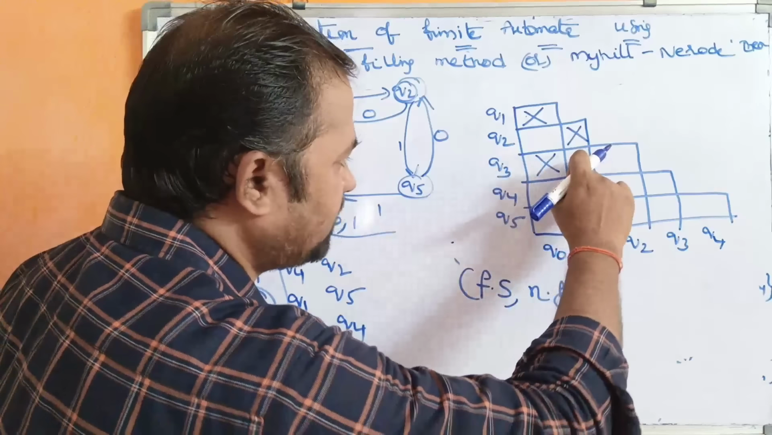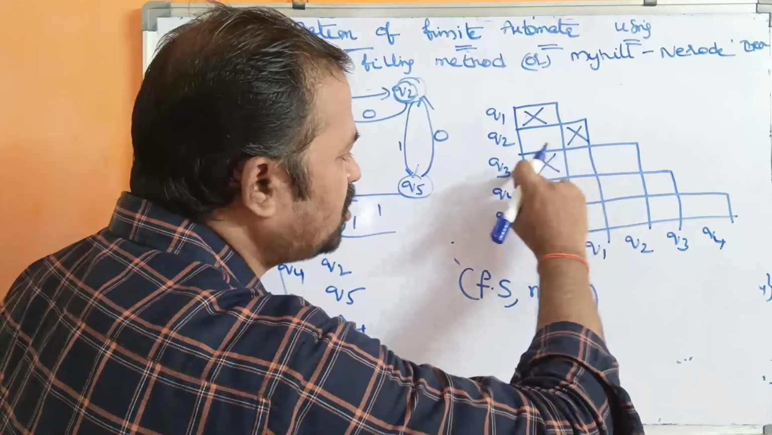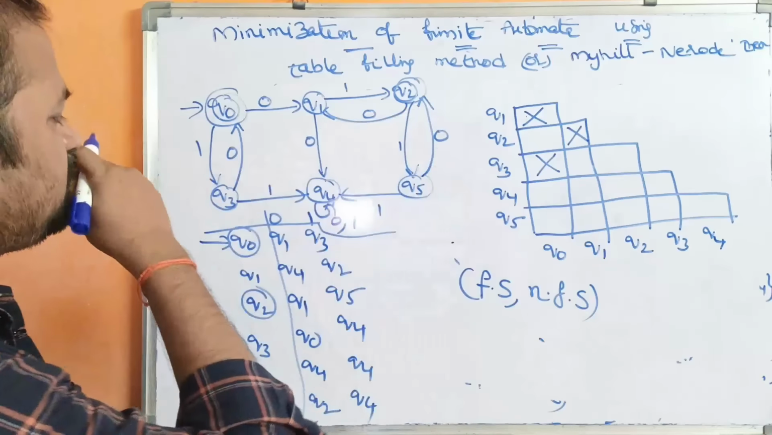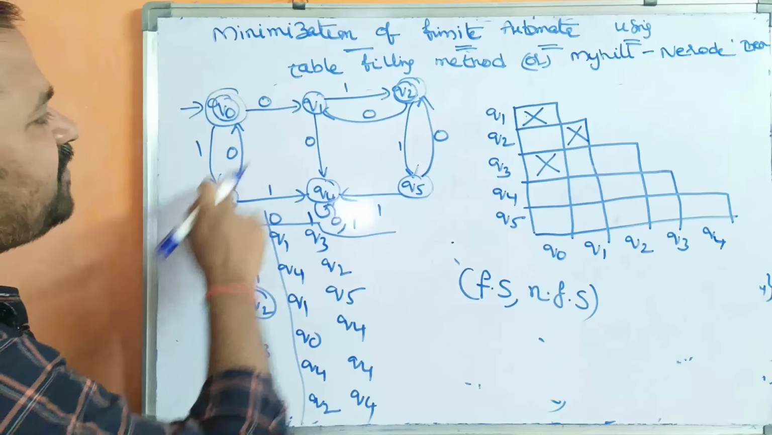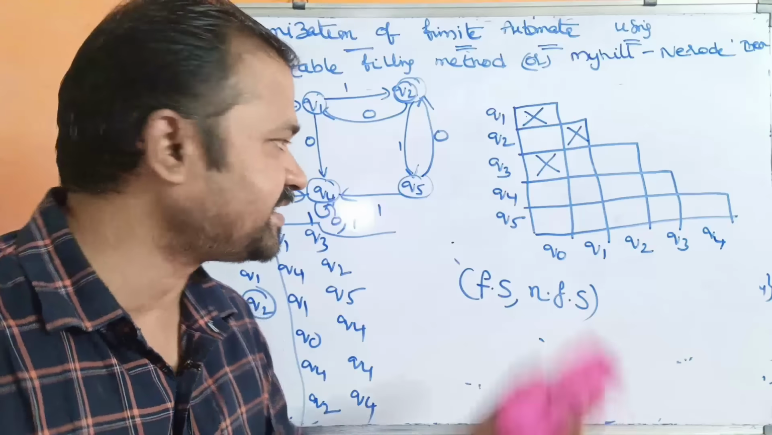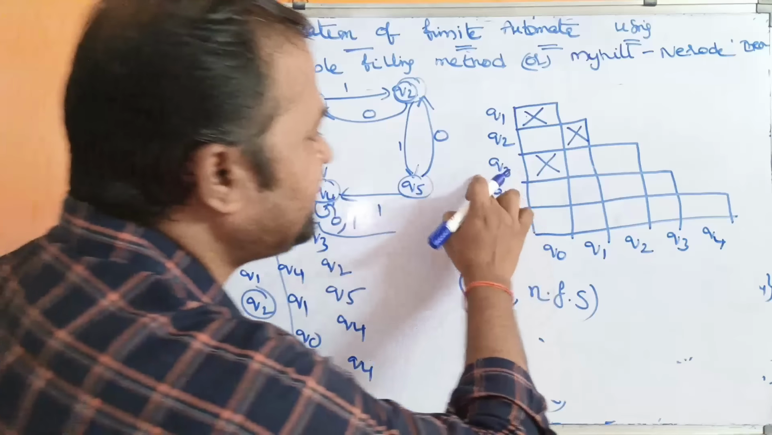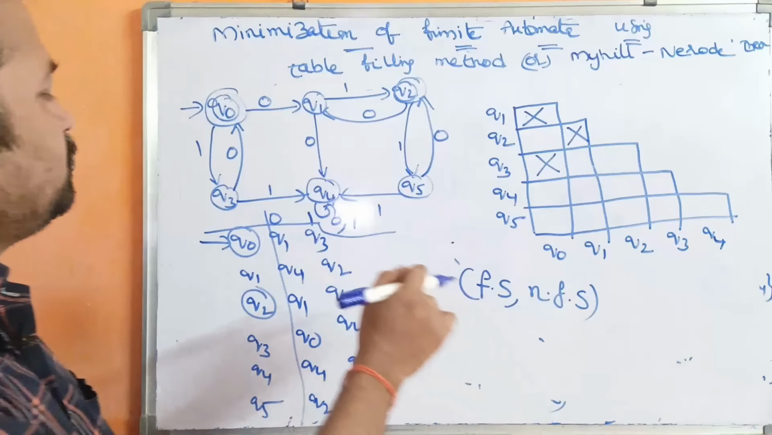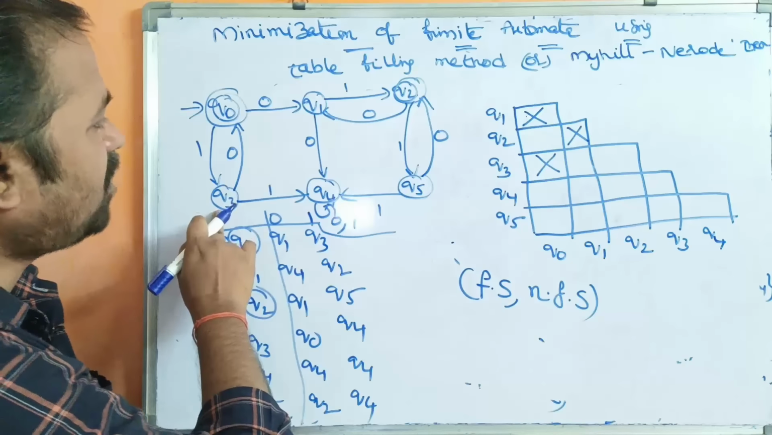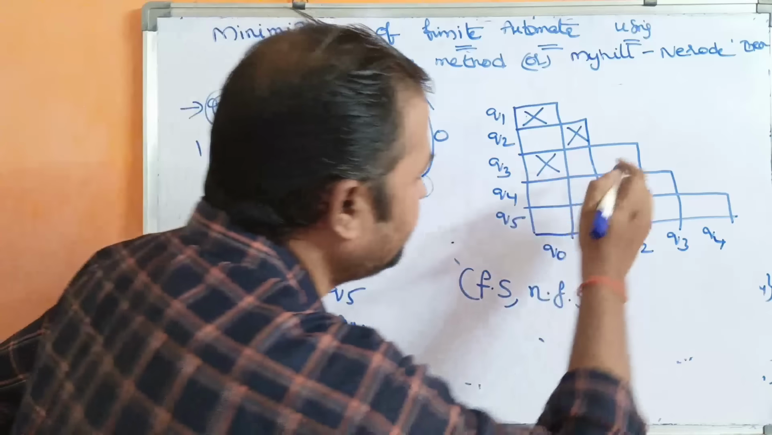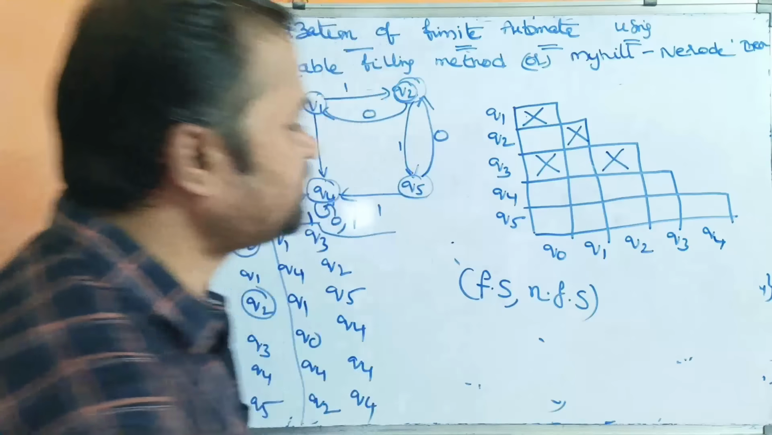Next, this box belongs to Q3, Q1. Q3 is a non-final state, Q1 is a non-final state. So simply leave this one. Next one, Q3, Q2. One is a non-final state, another one is a final state. So mark this pair, mark this box.